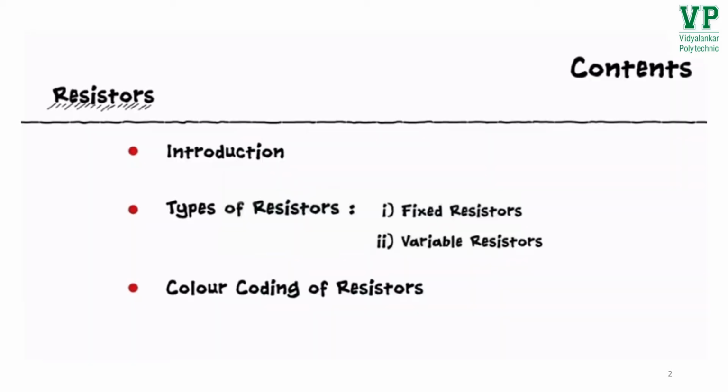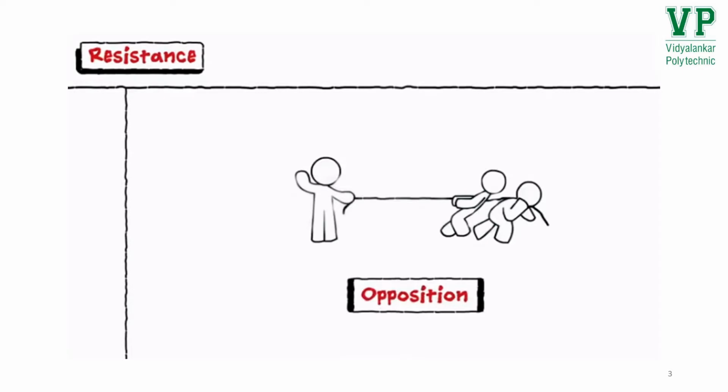Hello students, in this lecture we will learn about resistors, its introduction, types of resistors such as fixed resistors and variable resistors, and color coding technique of resistor. The meaning of the word resistance is opposition.